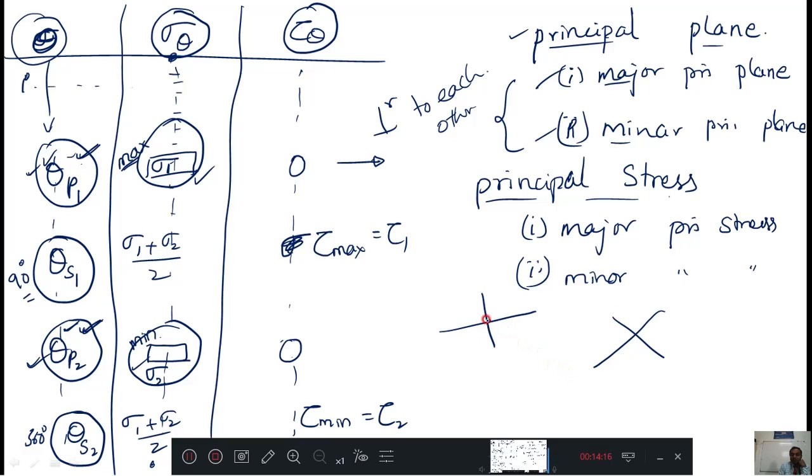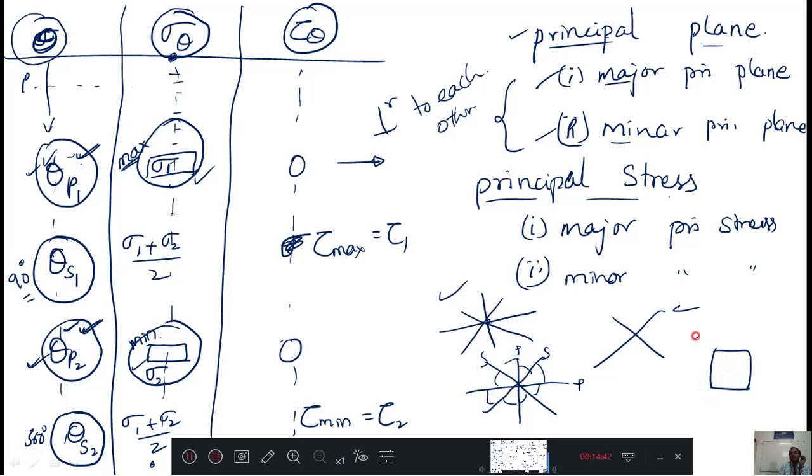Then what is the comparison between principal planes and shear planes? They are 45 degrees to each other. See, shear planes are 90 degrees to each other, principal planes are 90 degrees to each other, but between a shear plane and a principal plane it is 45 degrees. This is how they will be arranged in a particular element. If this is a major principal plane, this is a minor principal plane, this is a maximum shear plane, this is a minimum shear plane. Like that we will get 4 planes on the particular body.